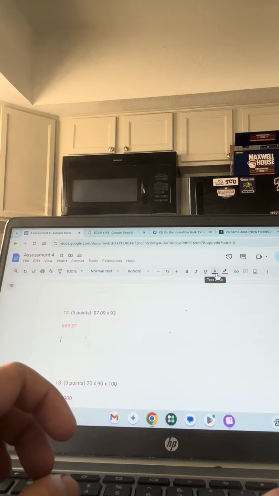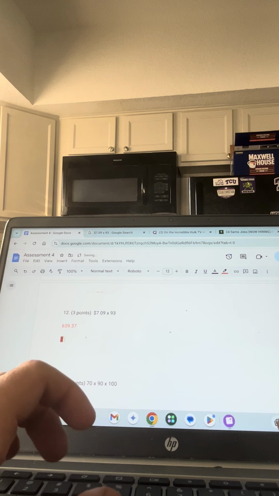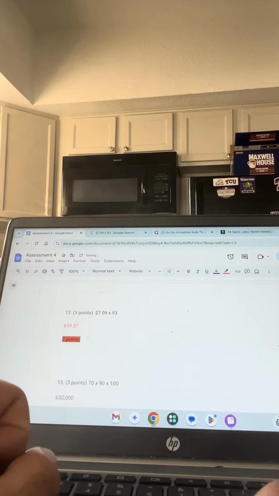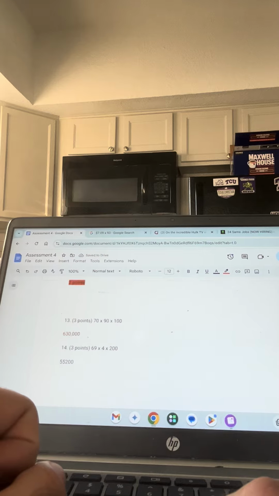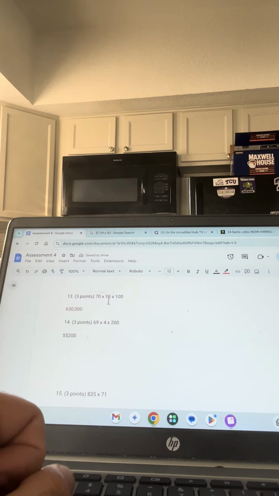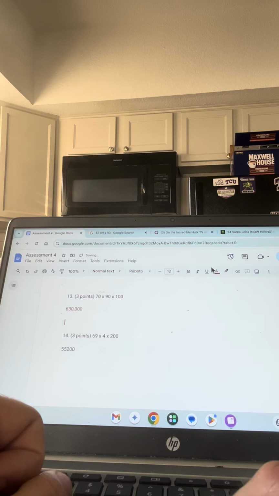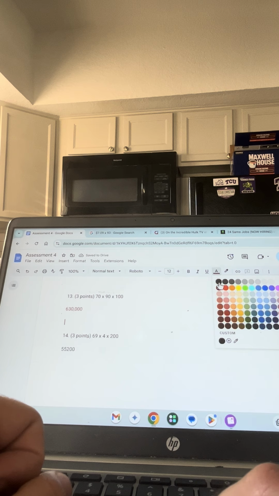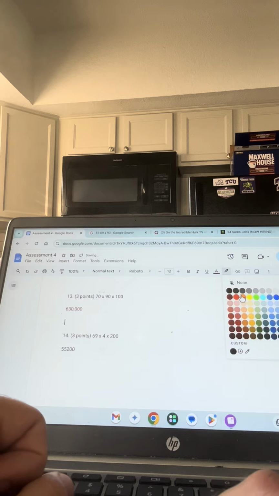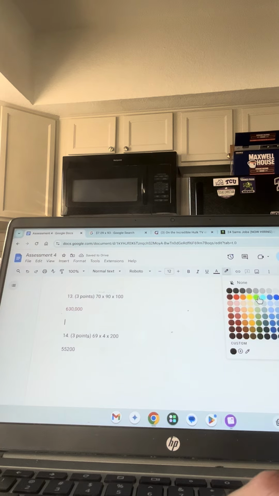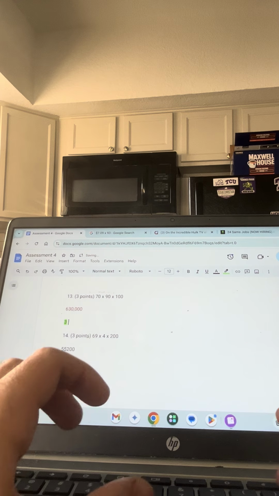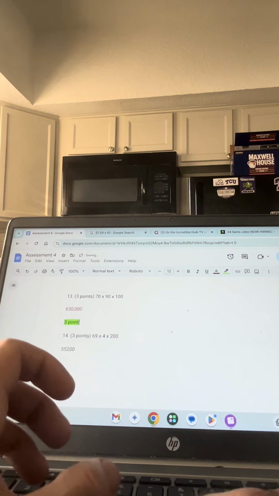Now, 70 times 90 times 100. 7 times 9 is 63, right? Multiply the two non-zeros. 7 times 9 is 63. Times 1 is just 63. And then add the 4 zeros. So that's correct. That one's full credit. 3 points.